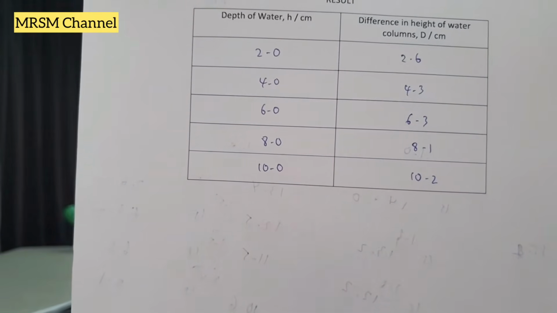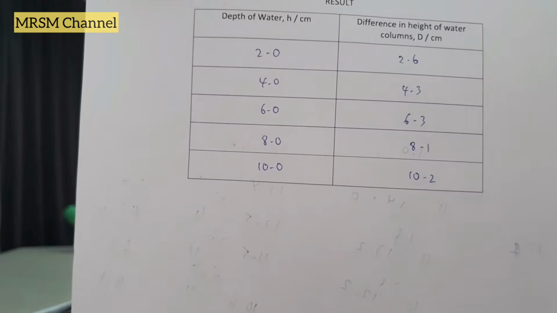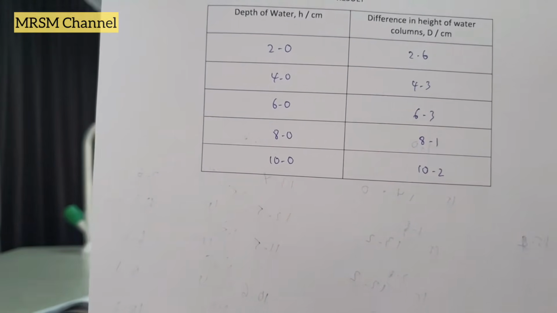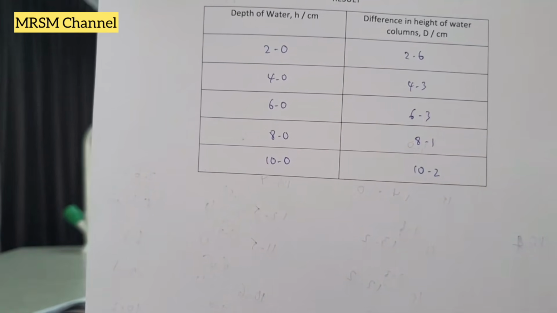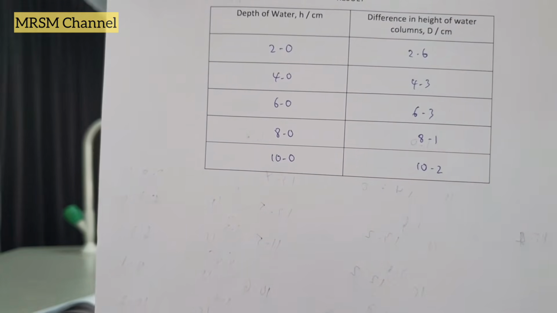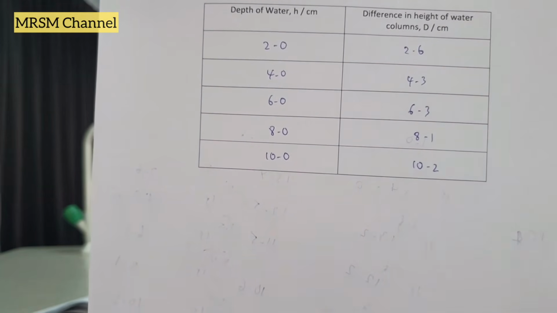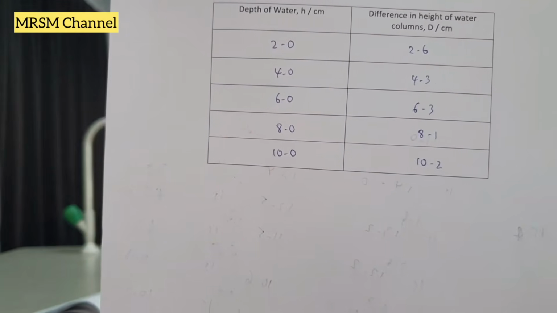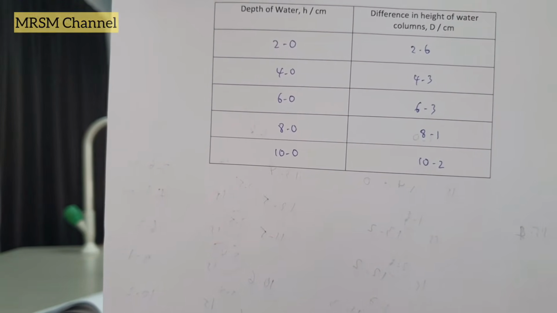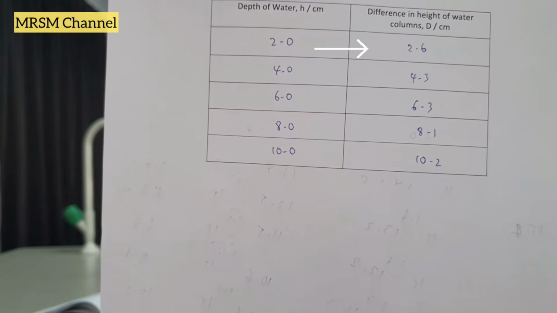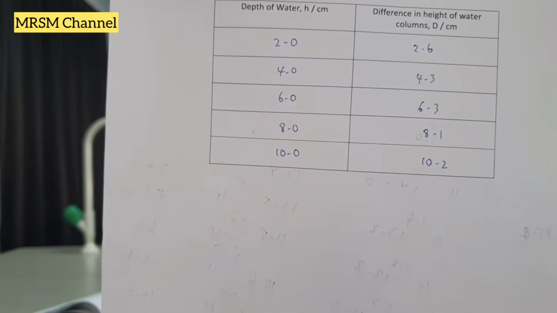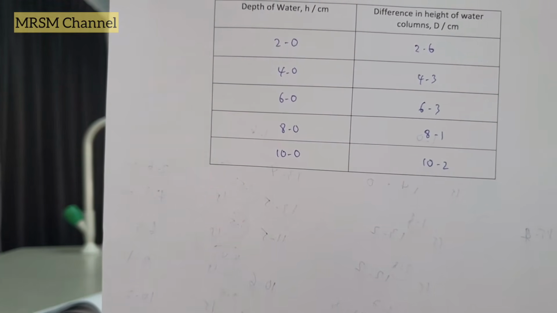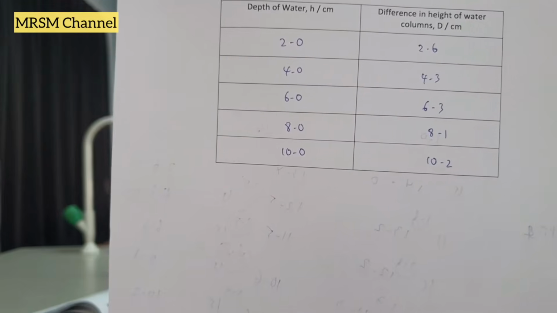Okay, here we have our results. The depth of water starts with 2.0 until 10.0, and the difference in height of the water column, D, goes from 2.6 corresponding to each water level until 10.2 centimeters. From here you can plot the graph.